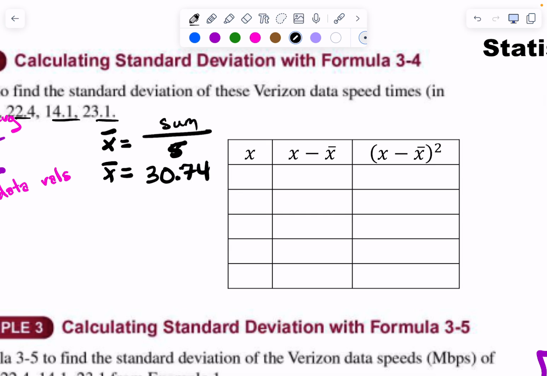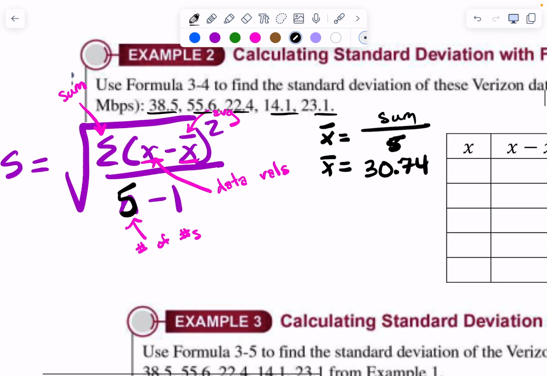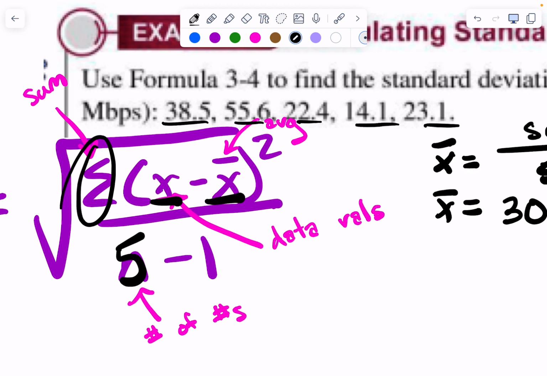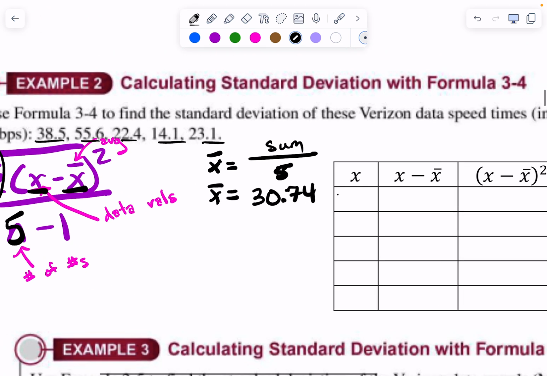No. Just wait. Oh, this thing right here says, so we're going to use... I need to add up all of my x minus x bars squared, right? So the first thing, I'm going to put these in order. I'm going to start with 14.1. And you don't have to put these in order if you don't want to, but I'm going to start with 14.1.